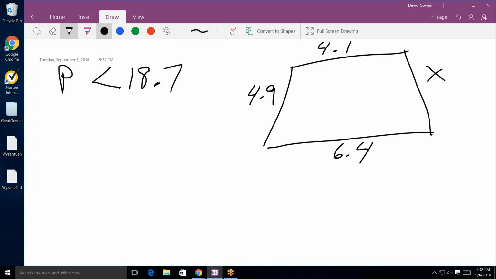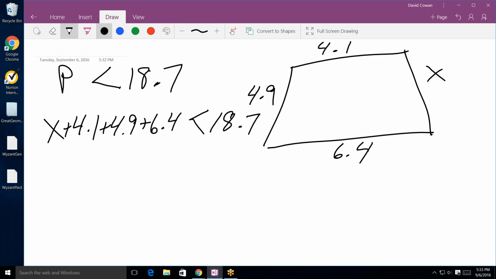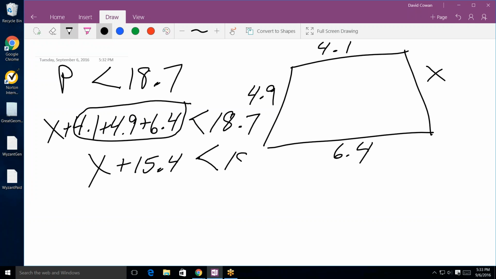So give me an inequality that applies to this model. x plus 4.1 plus 4.9 plus 6.4 is less than 18.7. Okay, solve that for x. Do it in two steps. Add those three numbers together first. They add to 15.4. Good. Now what? Subtract 15.4 from both sides. x is less than 3.3. That's the only thing that has to be true, that side has to be less than 3.3 to satisfy this perimeter condition.